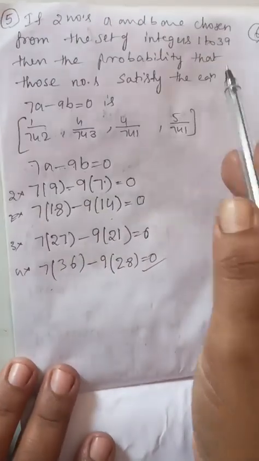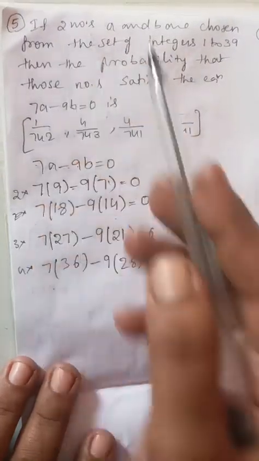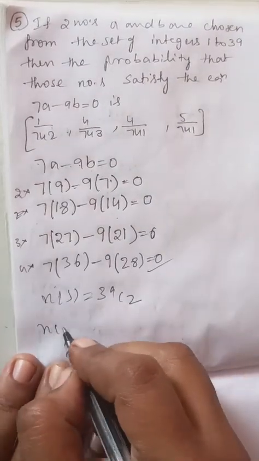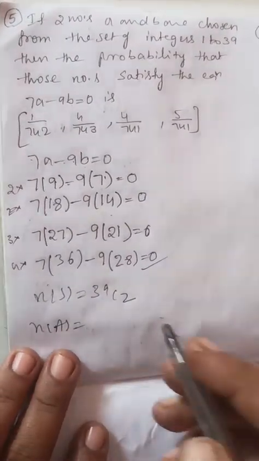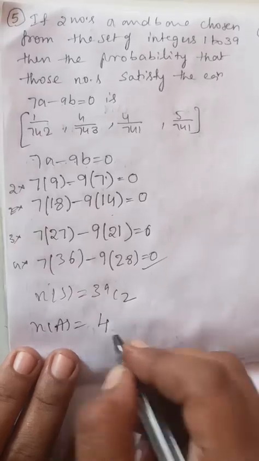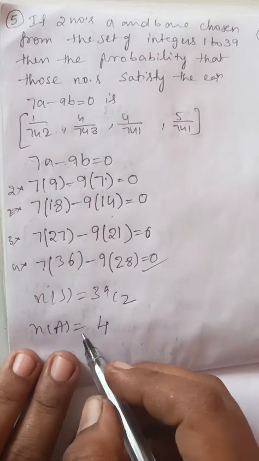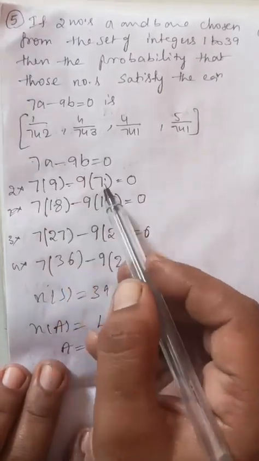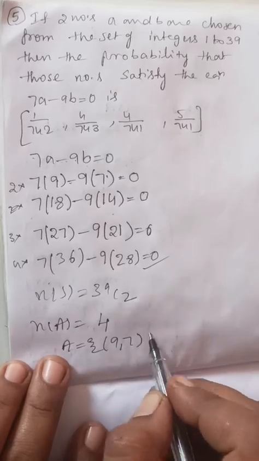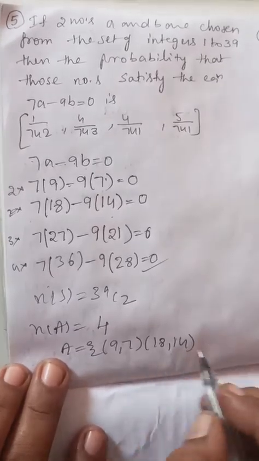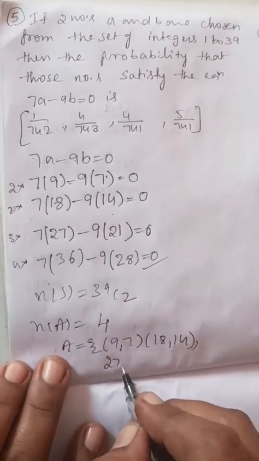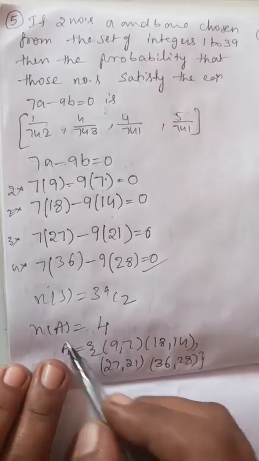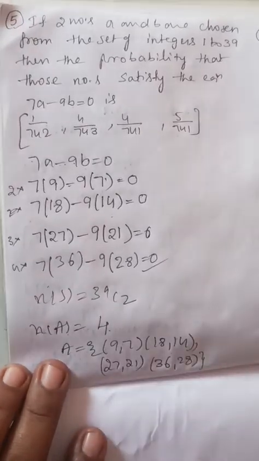So out of 39 integers, we are choosing only 2. So n of S equal to 39C2. And n of A equal to 4 pairs. So what are those 4 pairs? Those pairs are 9 comma 7, 18 comma 14, 27 comma 21, 36 comma 28. These are the 4 pairs. So n of A equal to 4.